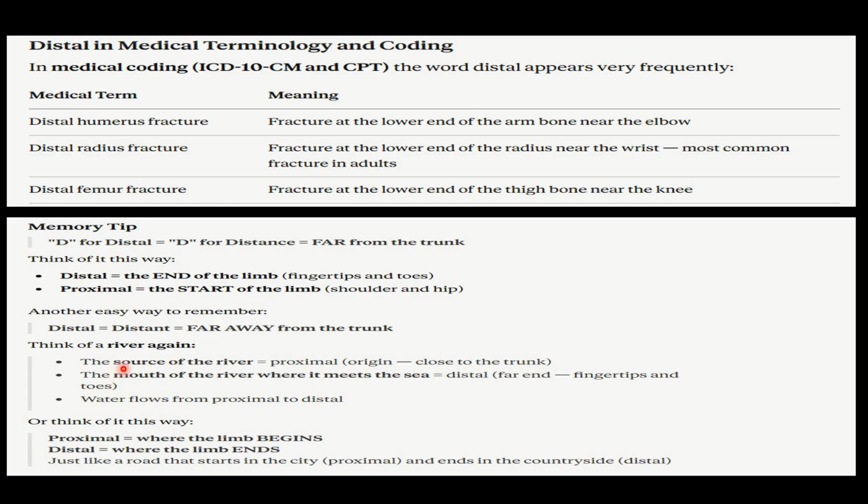And if you want to compare it with a river, the source of the river is proximal, the origin close to the trunk. The mouth of the river where it meets the sea is distal, the far end, fingertips and toes. And water flows from the proximal to distal. So the simple way to remember: proximal is where the limb begins and distal is where the limb ends. And if you want to compare it with a road, the road that starts in the city is proximal and the one that ends in the countryside is distal.